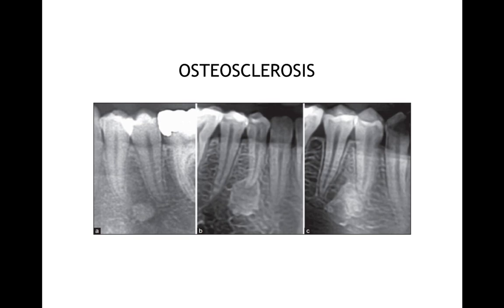About osteosclerosis. Osteosclerosis is the result of pressure or long-time damaging of the area around the tooth. This is the excess forming of alveolar bone.